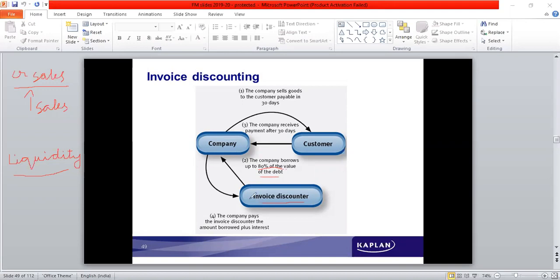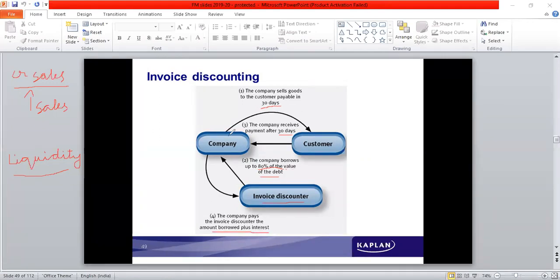the amount will be collected back from the customers. So at the end of the credit period, let's say for example, here in this example, it says that the company sells goods to customers payable in 30 days. So at the end of 30 days, the company receives payment from the customers. So the company will settle that due amount, whatever it has borrowed from the invoice discounter. So the company pays the invoice discounter the amount borrowed plus the interest amount.